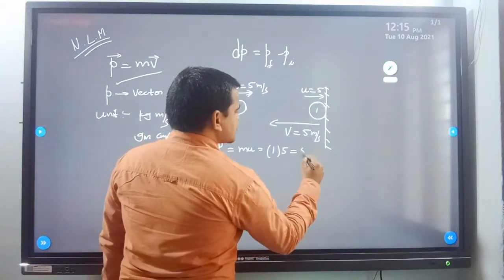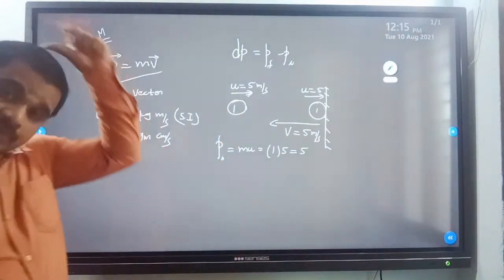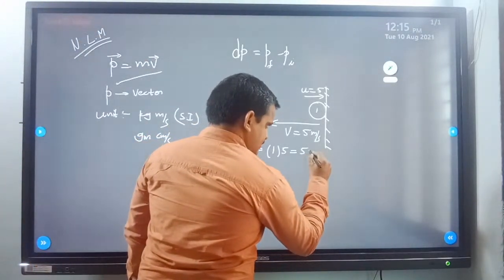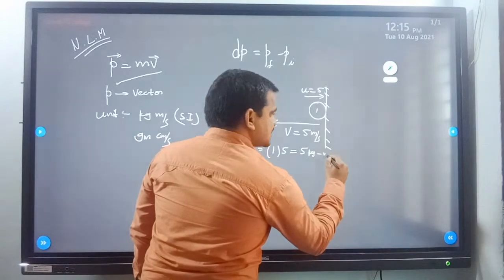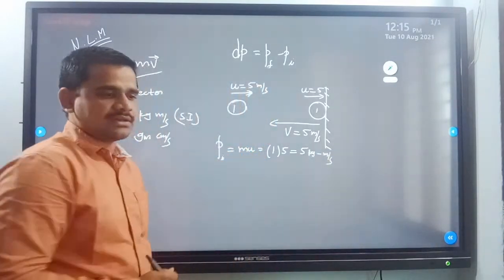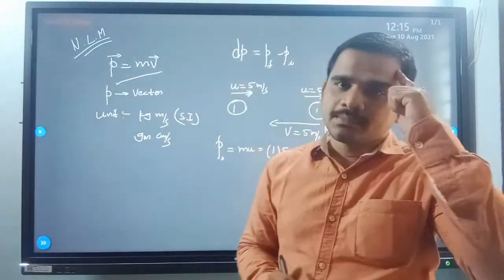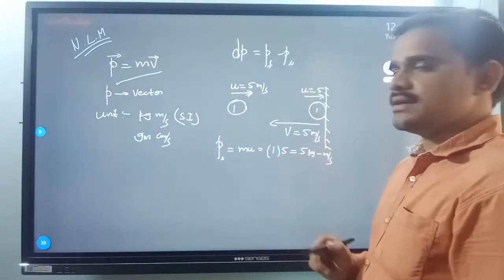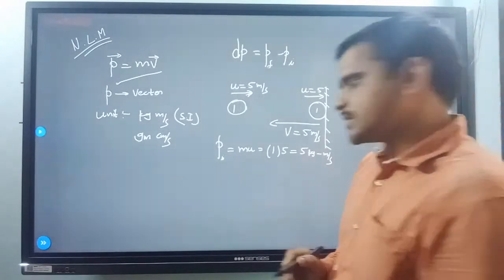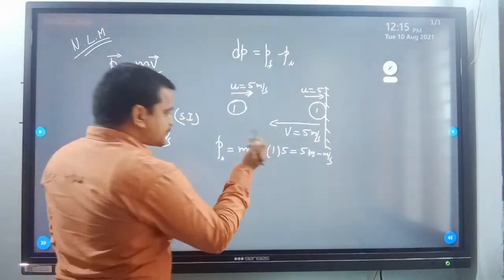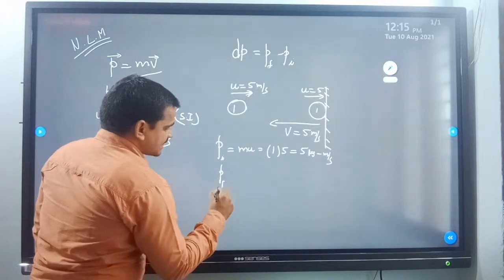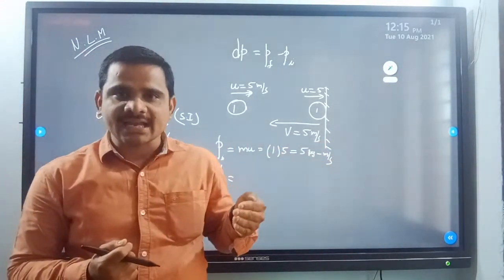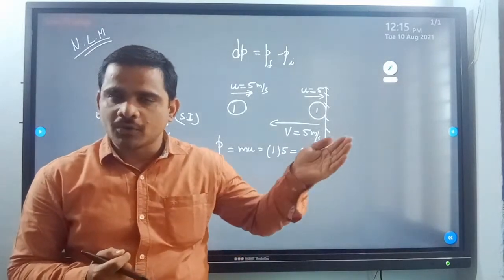So the momentum you get is 5 kg meter per second. Got it here? 5 kg meter per second. Now, after hitting the wall, after it rebounds, the ball comes back.